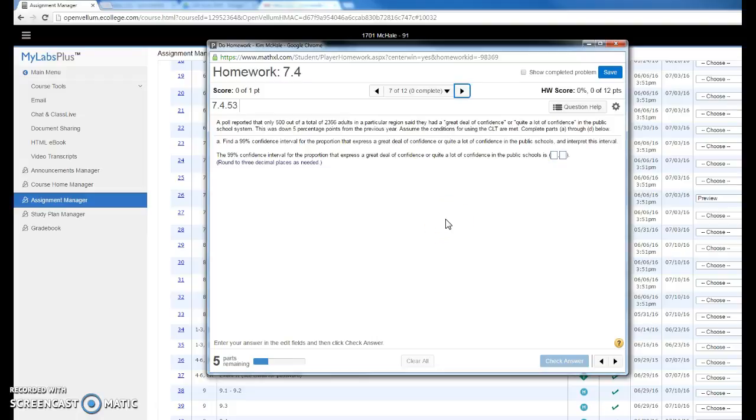Hey, it's Kim again. This is problem 7 on homework 7.4, or problem 7.4.53. It's about a confidence interval, and I had another student ask me about it.